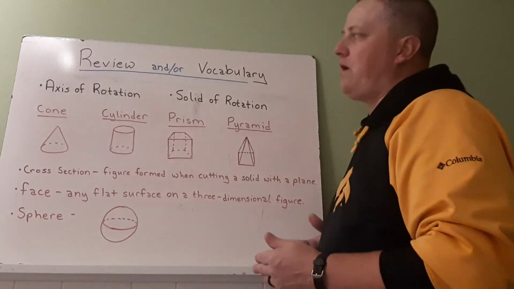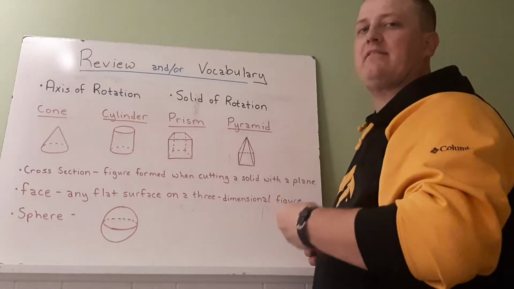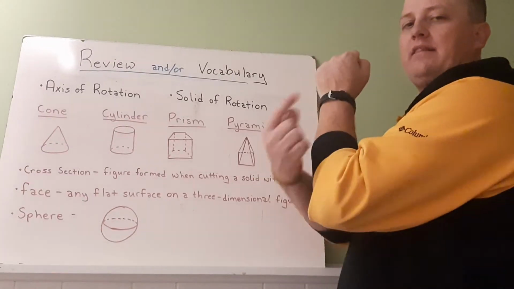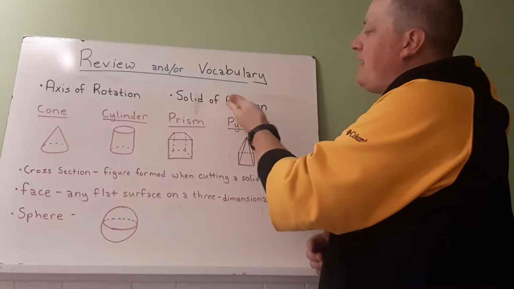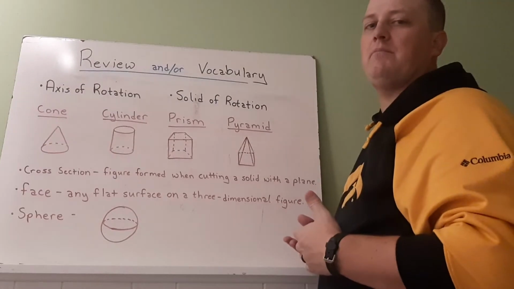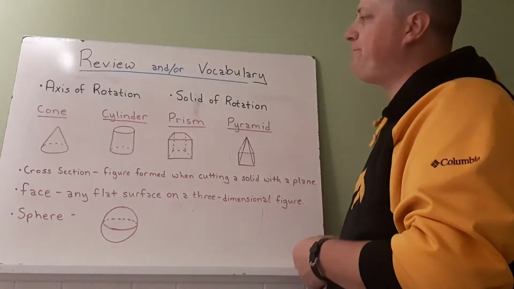All right, so our review and vocabulary, we have axis of rotation. Remember, that's the line that things get rotated around to create three-dimensional shapes. And solid of rotation would be the three-dimensional shape created when rotating a two-dimensional shape.